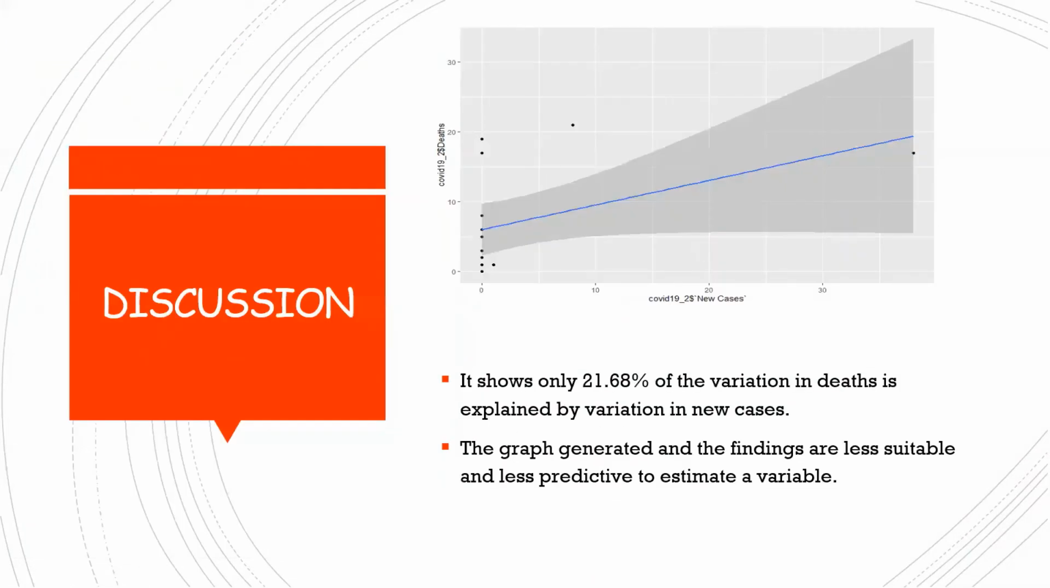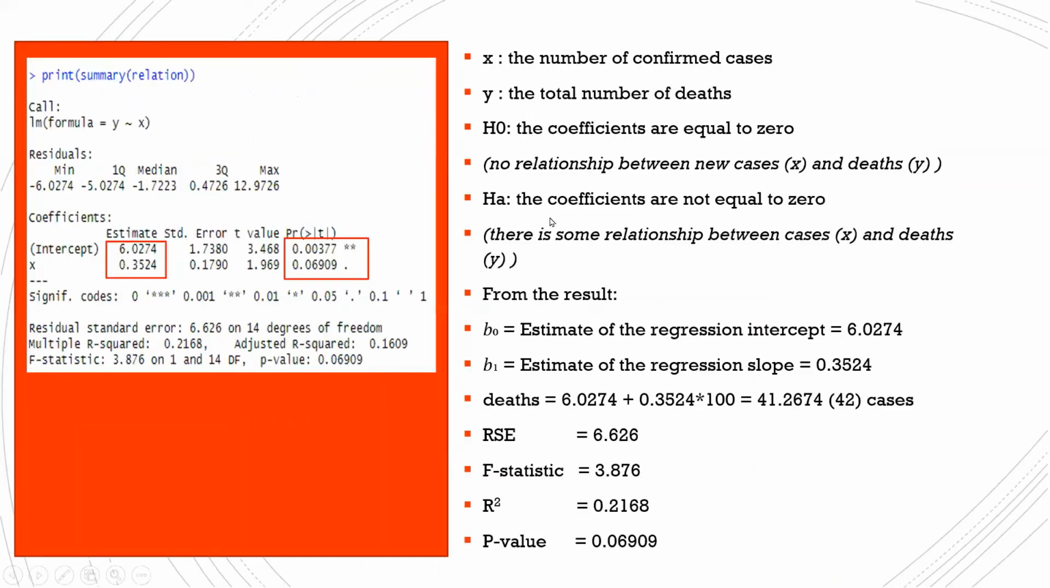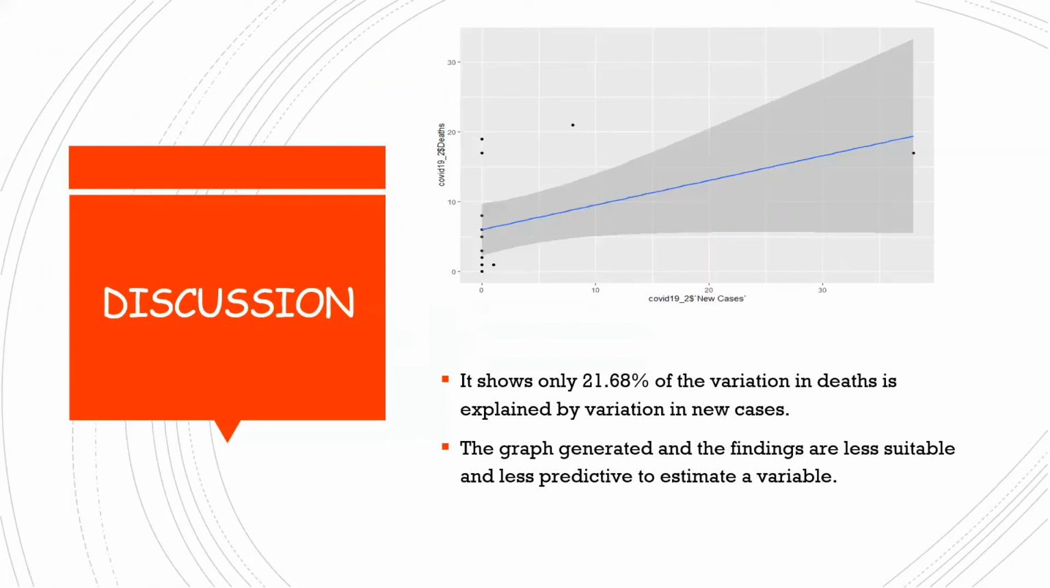So in conclusion, even though there is a less significant association between the predictor and outcome variables, we have to reject the null hypothesis and accept the alternative hypothesis, which means there is some relationship between the new cases and the deaths, and the coefficient is not equal to 0. So it shows only 21.68% of the variation in death is explained by variation in new case. And from the graph generated, you can see there's a weaker linear relationship between x and y. So the findings are less suitable and less predictive to estimate a variable.